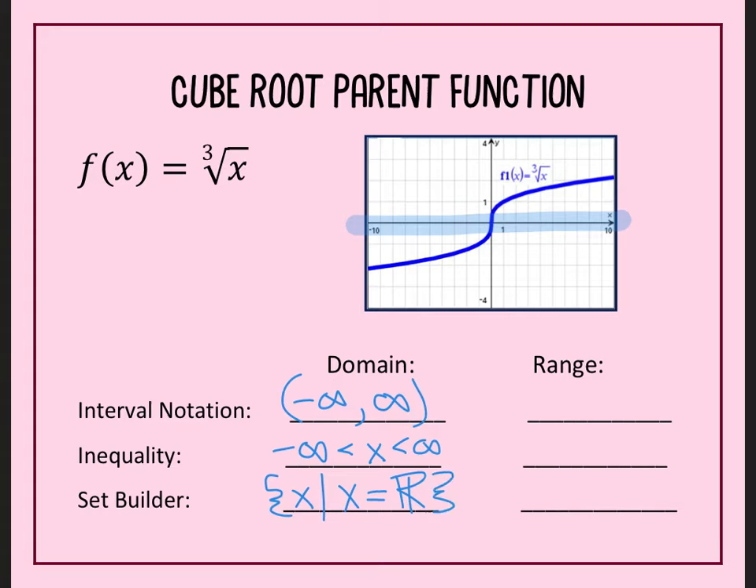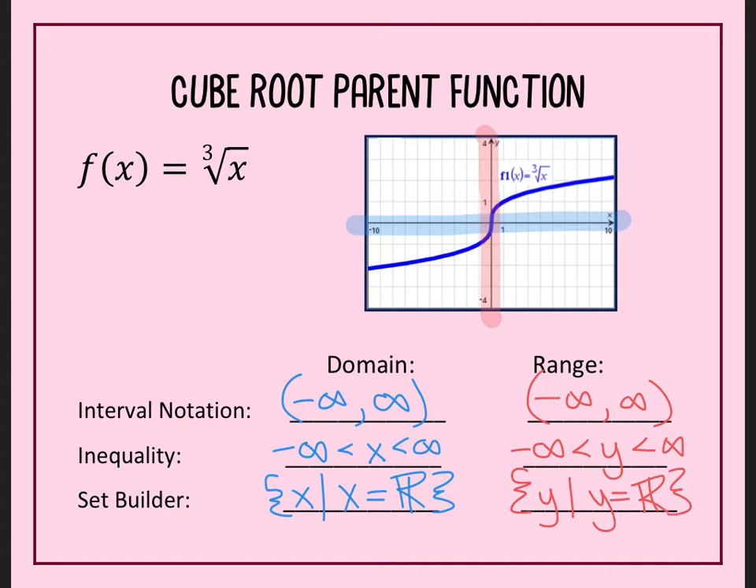And yes, I've seen set builder written in a couple different ways. Sometimes you have the inequalities written in here, but all real numbers. So the domain can be any number. So our range value is going to be the possible y value. How low is this graph going to, how high is it going? Well, just like the domain, the range is going to go down forever and it's going to go up forever. And we use parentheses since we will never touch infinity. Negative infinity less than y less than infinity. And set builder would read y such that y is equal to all real numbers.